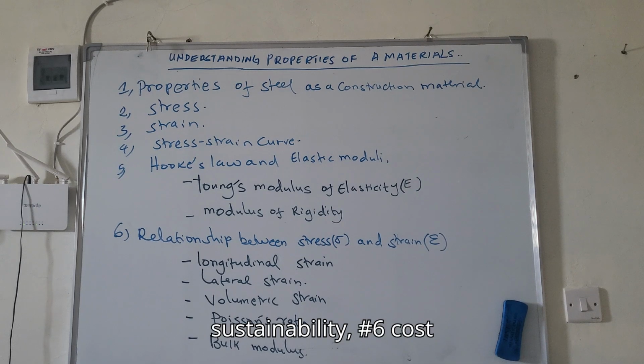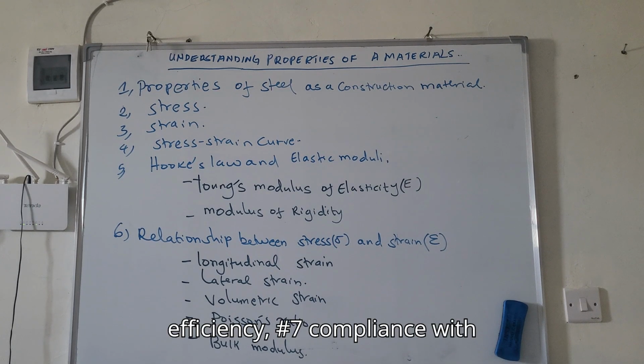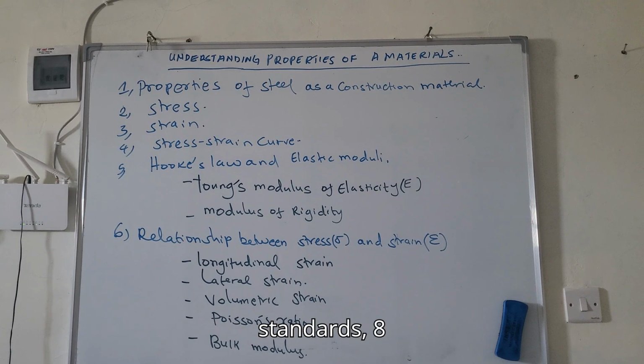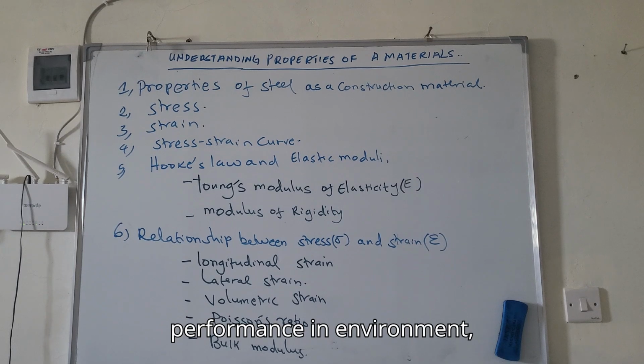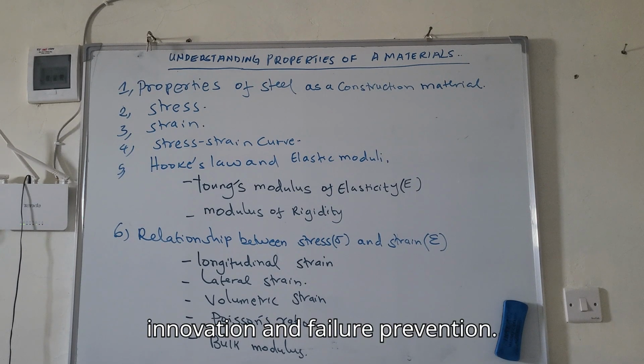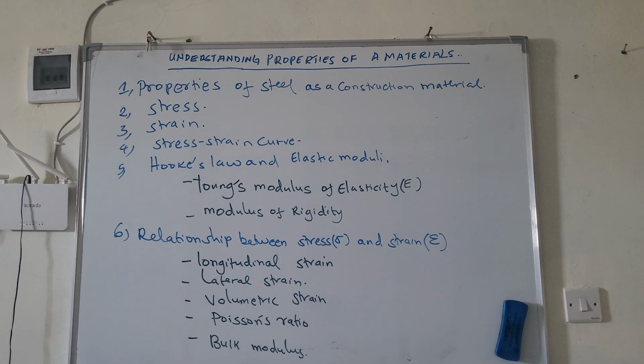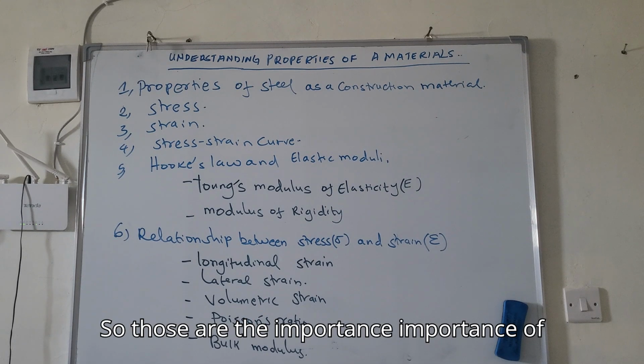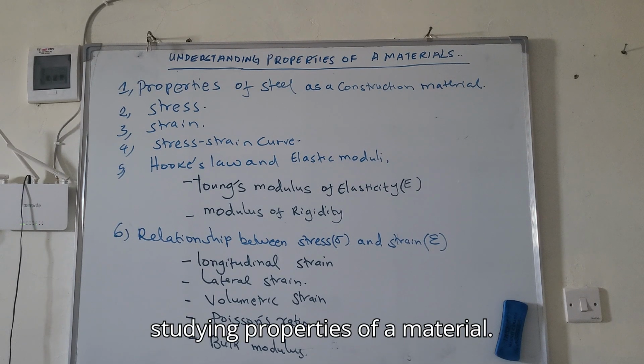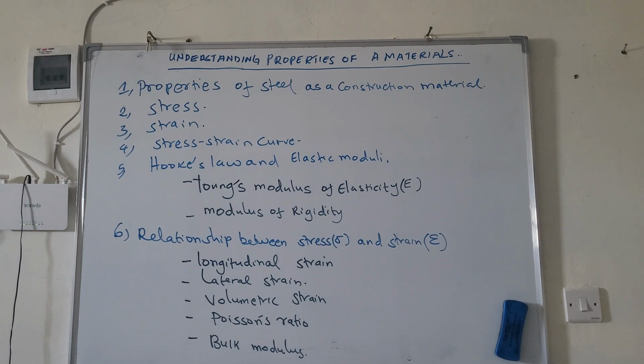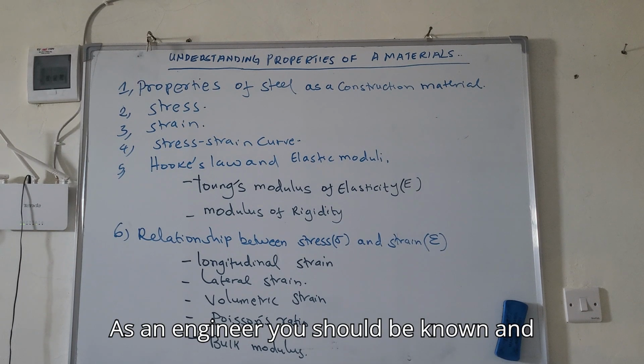Number five, sustainability. Number six, cost efficiency. Number seven, compliance with standards. Eight, performance in environment, innovation and failure prevention. So those are the importance of studying properties of a material. As an engineer, you should know this.